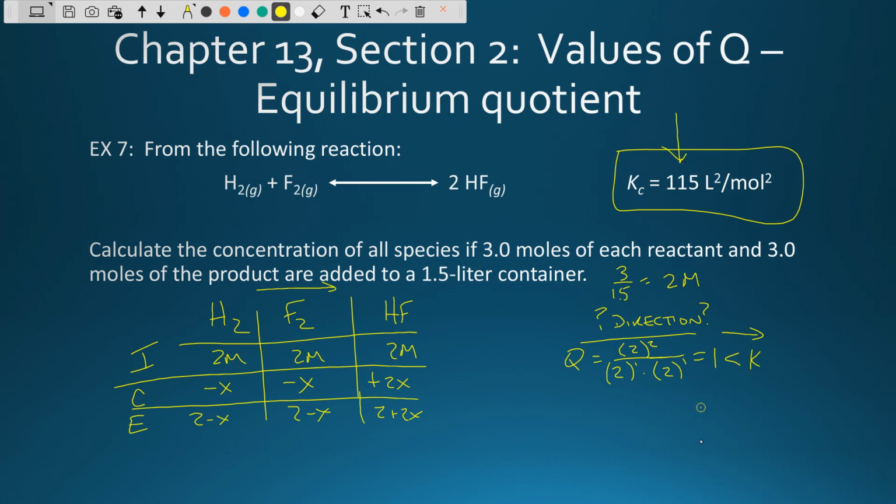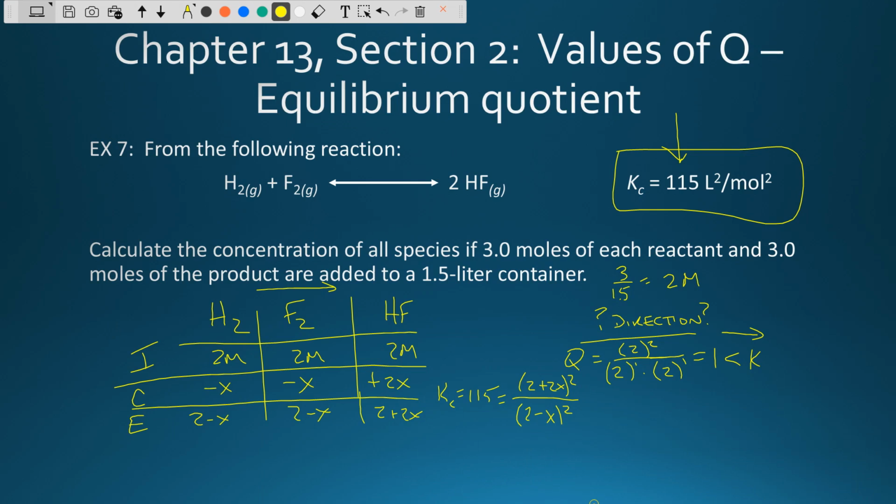Now, here's the problem. My K value is quite large. I can't just simply cross out my x's. So we just got to keep on going and see what we end up with. My Kc is 115. That's going to equal 2 plus 2x squared over 2 minus x times 2 minus x. What is that? Well, 2 minus x times 2 minus x is 2 minus x squared, isn't it?